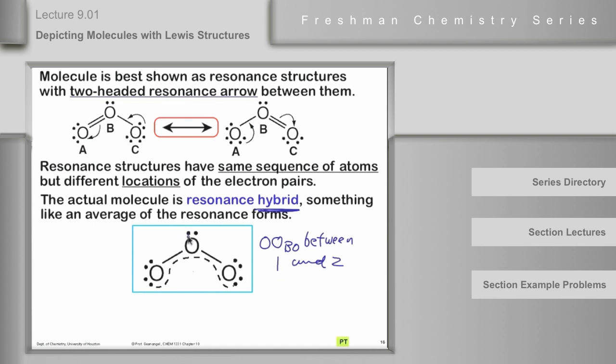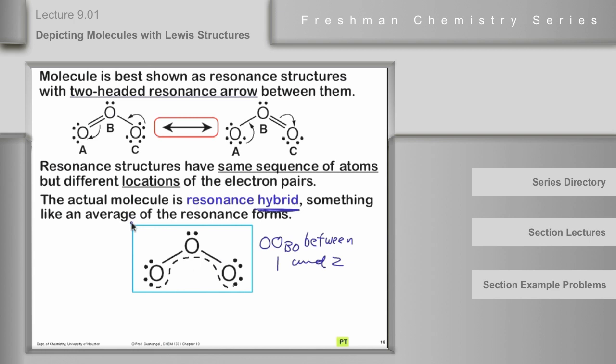Okay, so now you've seen how to detect when there's resonance, how to write the resonance forms, how to write the resonance hybrid, and you've seen, maybe for the first time, how to write the bond order of the bonds in the resonance hybrid. Okay? Questions on that up to this point?